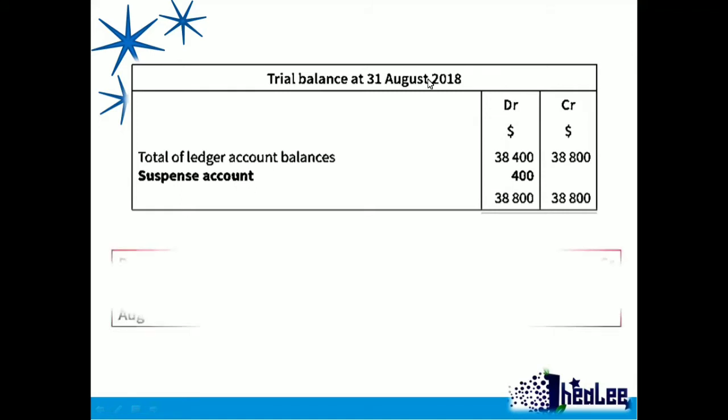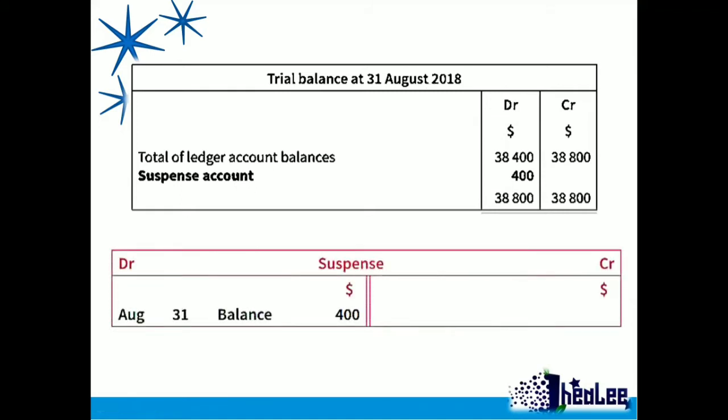Upon doing that, your next step is to create a ledger account called suspense account. On the side that is short, you enter the date, enter the balance as per trial balance, and put that difference of 400. In this case, it's on the debit, so the entry is on the debit side. If it was on the credit, then of course that entry would have been on the credit side.